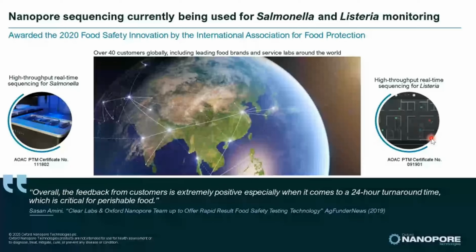So this slide here, I would like to share with you the application of nanopore sequencing technology in the foodborne pathogen detection area. Since 2020, nanopore has been awarded the Food Safety Innovation award by the International Association for Food Protection. Okay, this award is because nanopore sequencing has been used for Salmonella and Listeria monitoring.